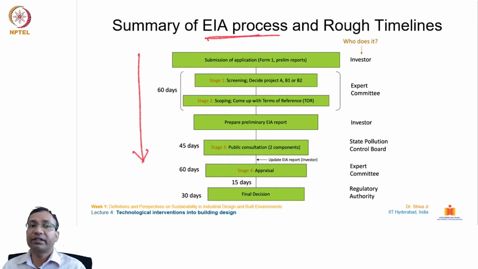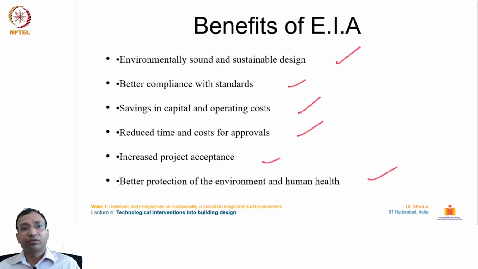And after consultation with the CPCB or state pollution control boards, after consulting with the expert committees, then it goes for the appraisal. If there are any corrections needed, those corrections are advised to be carried out. Further, the revised proposal goes for the final decision, and hereinafter they go ahead with their approval. So what are the benefits of EIA?